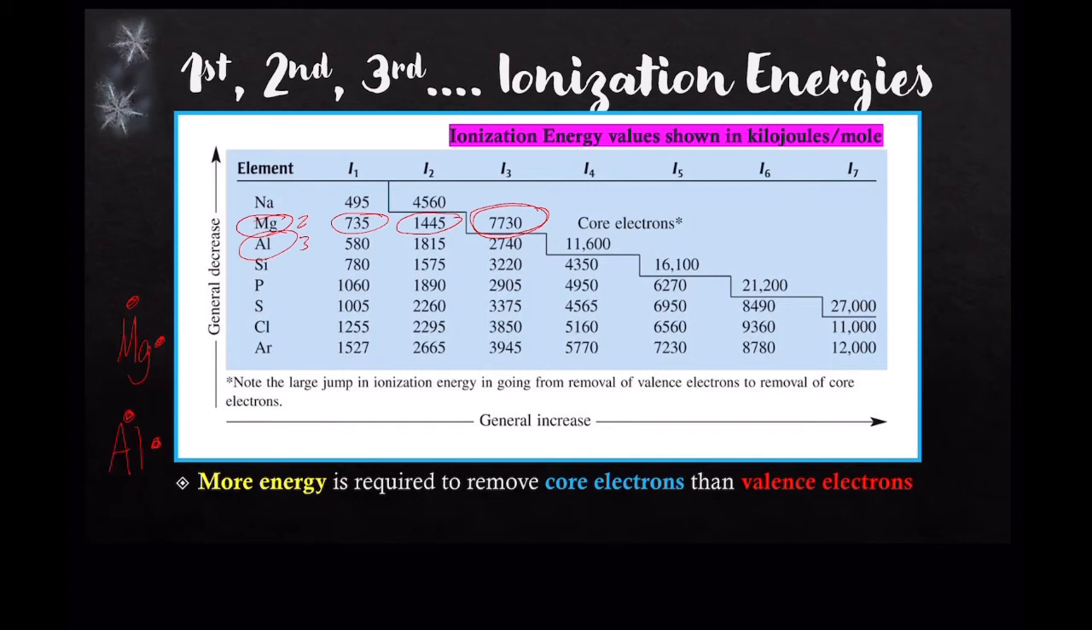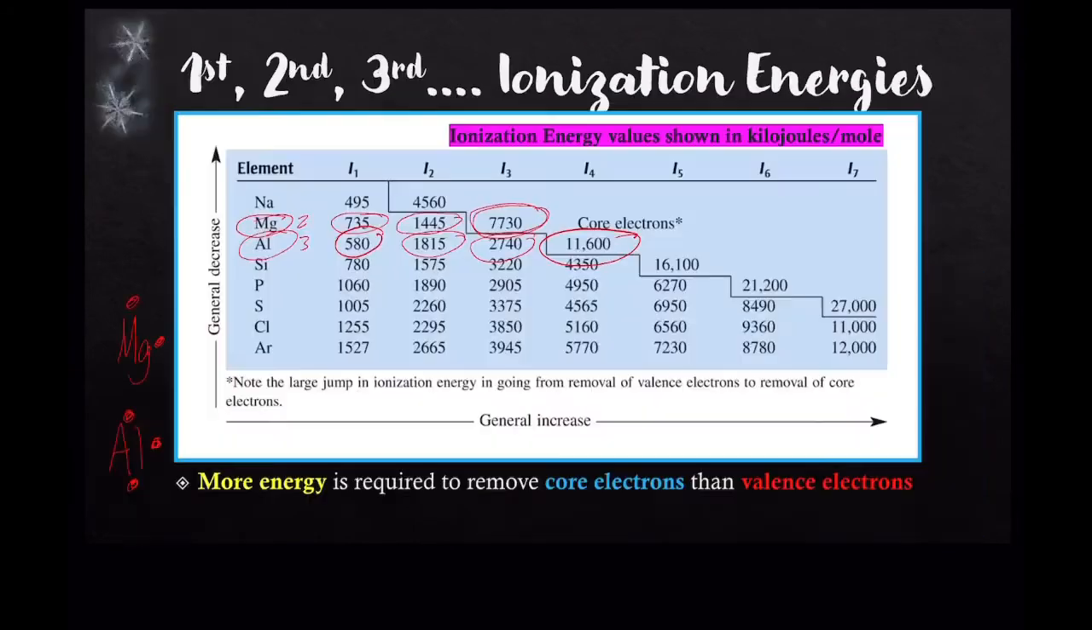To remove the first one, it would take 580 kilojoules. To remove the second one, 1,815. To remove the third one, 2,740. These are all valence electrons that are being removed. After they've been removed, now you're into the core. To take electrons away from an already stable core, that will require an enormous amount of energy.